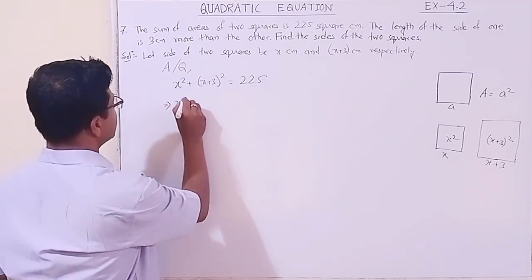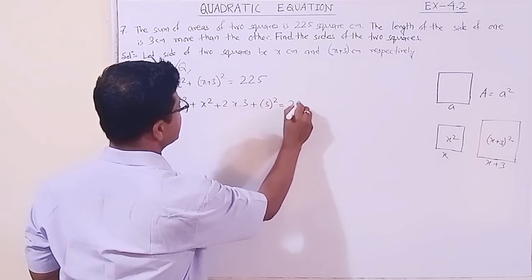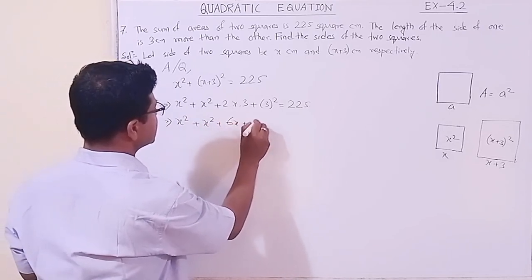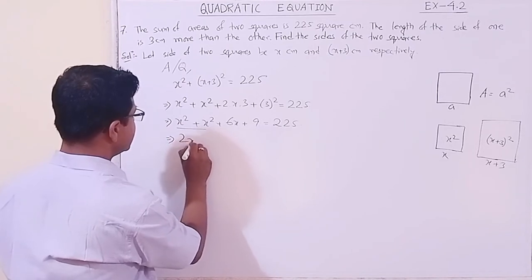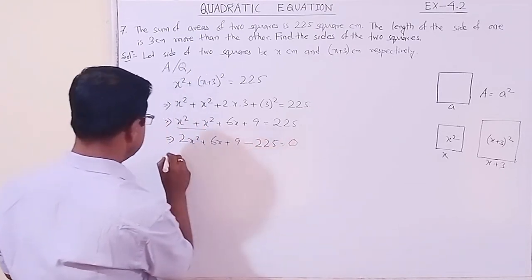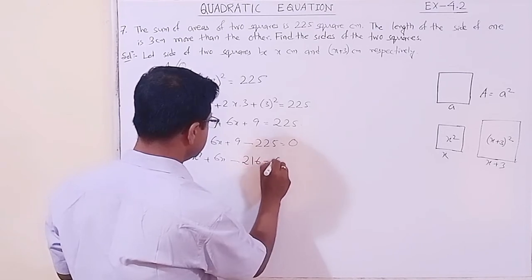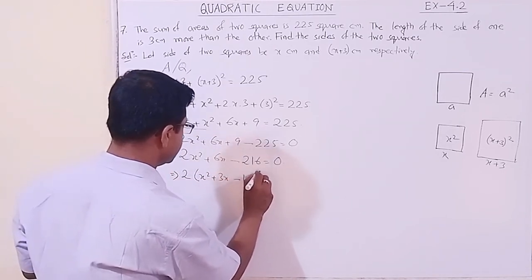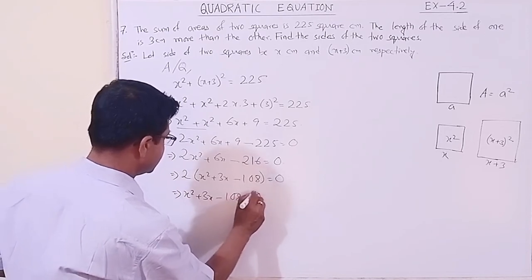Alright, then what do we do? Let us expand it. a plus b whole square is a square plus twice ab plus b square. So x square plus x square, 2 times 3 is 6x, plus 9, equals 225. Let us simplify: twice x square, 6x, 9. Let us bring 225 to this side. 2x square plus 6x, let us subtract. What will it be? 216, isn't it? Equals 0. Let us take 2 common. x square plus 3x minus 108. Let us take this 2 to the other side. x square plus 3x minus 108 is equal to 0.